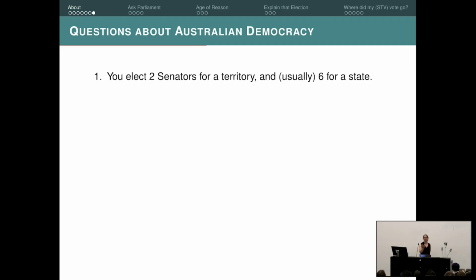So I wrote a little app showing people who their House of Representatives member and their senators were as a prelude to other stuff. And one of the most common responses I got to that list was, which of these 12 senators is mine? Like, how come you're showing me 12 people? Which senator is mine? And these are from kind of middle-class educated people who live in inner urban Melbourne. You'd be astounded how this kind of basic idea that you've got 12 senators representing your state, or 2 senators representing your territory, is just kind of not part of what people know.